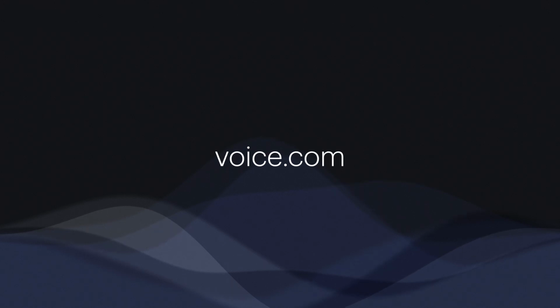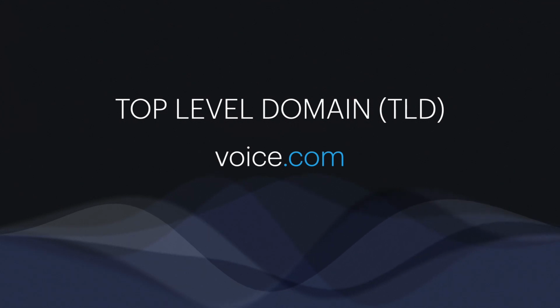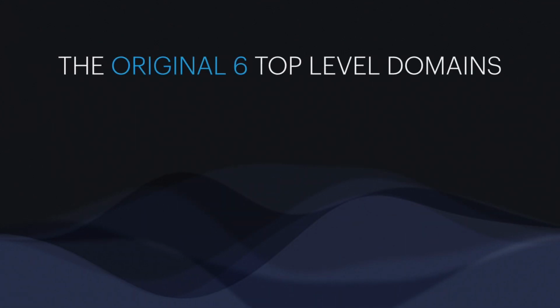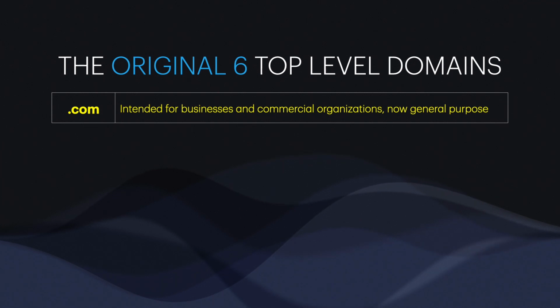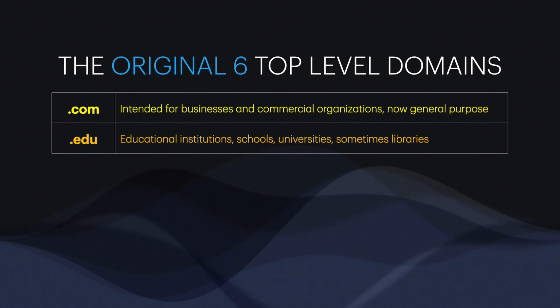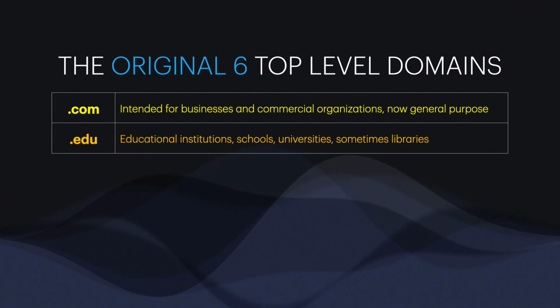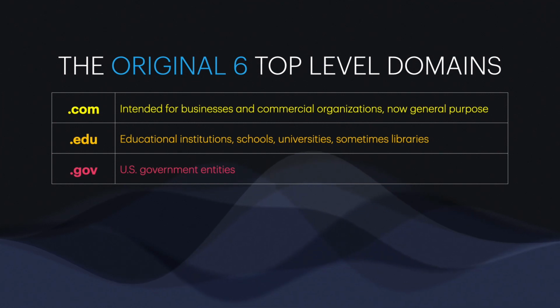This is that last little bit of a domain after the period. These were originally intended to identify what kind of website you were visiting. Originally, there were 6 top-level domains, and they all had a specific purpose. .com was intended for businesses and commercial organizations. However, now it is the most generic and general-purpose top-level domain. .edu can be used by educational institutions, schools, universities, and sometimes libraries. Though originally intended for any kind of government agency or office, only US-based government entities may register .gov domain names.